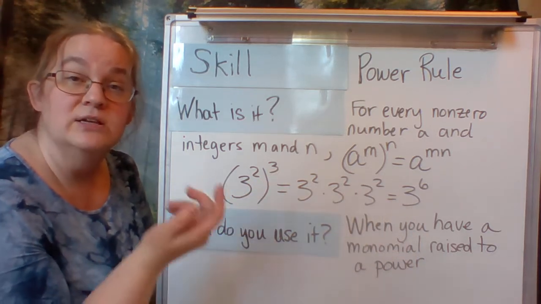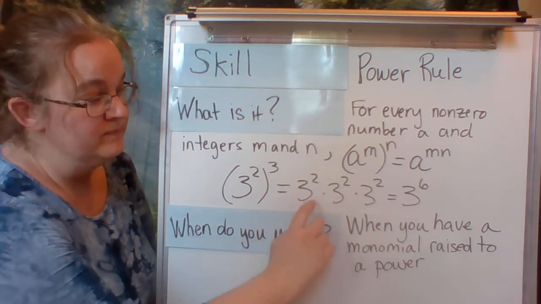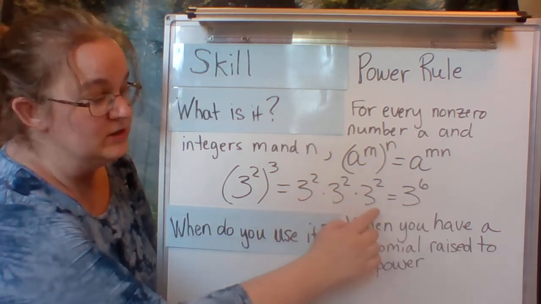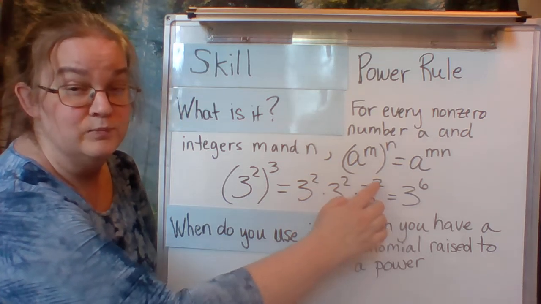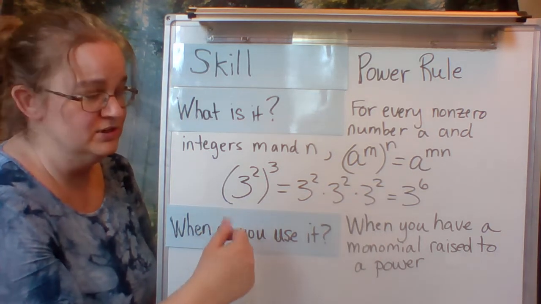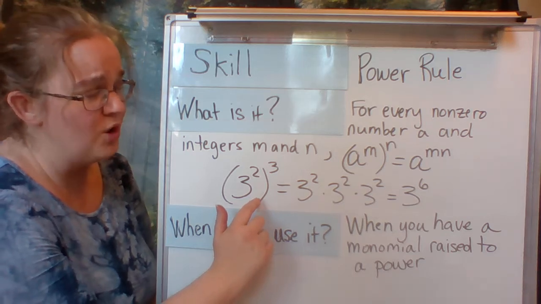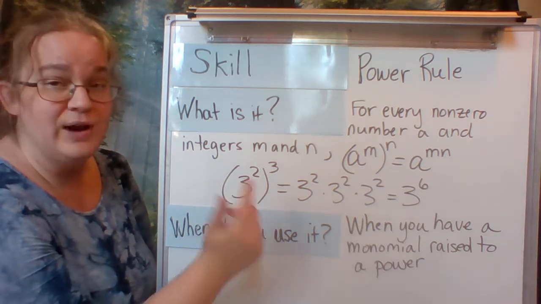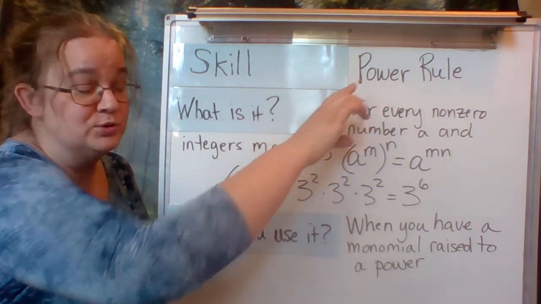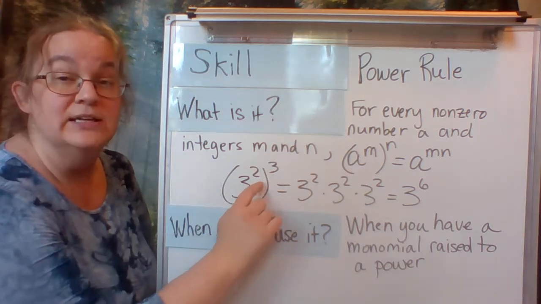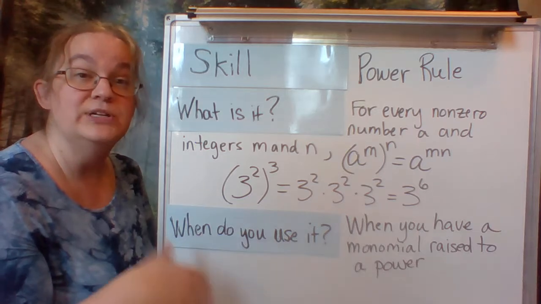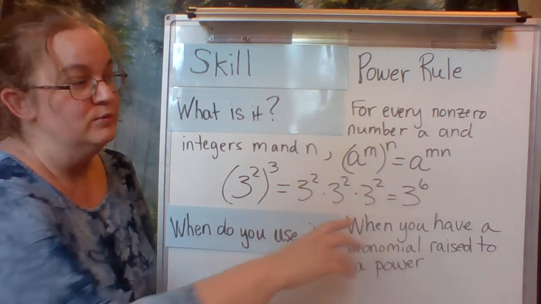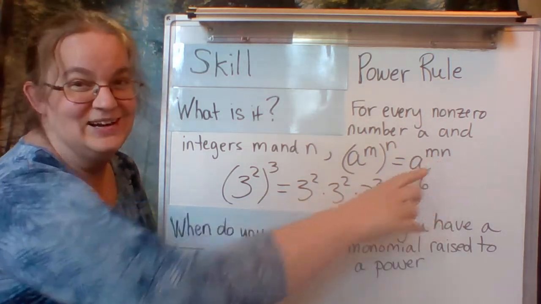If you think back to the product rule we talked about last time, I have the same base and I'm multiplying. So I do 2 plus 2 plus 2, which is 6. Remember, multiplication is a shortcut for addition. So for the product rule, we were adding the exponents. For the power rule, we're multiplying these. That's a really common mistake that students make. So please make sure you're being careful with whether you're supposed to be multiplying the exponents or not.